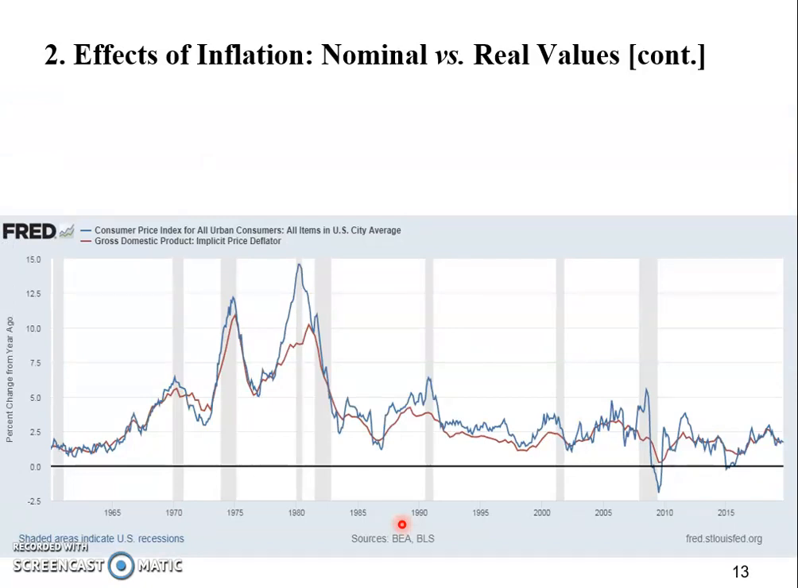Here, we already got 2 price indicators. The first one is CPI. The second one is GDP deflator. Now, I pull out the FRED chart showing you the evolution of these 2 indicators. We go from the 1960s all the way to the most recent years. And once again, the shaded areas, the gray ones, are the recessions.